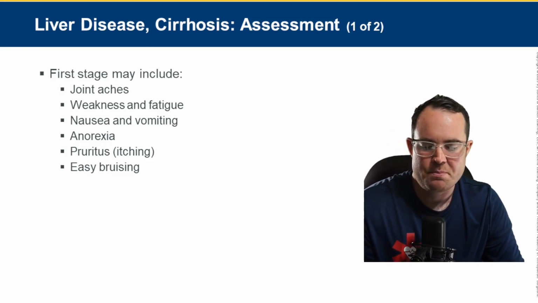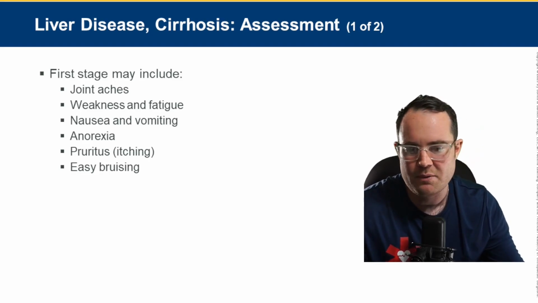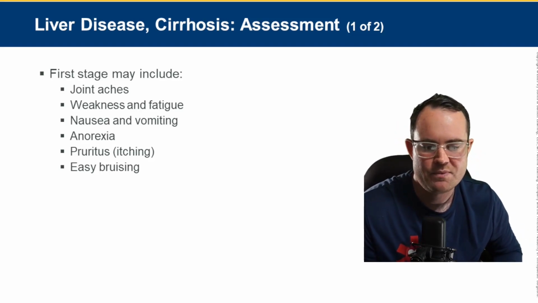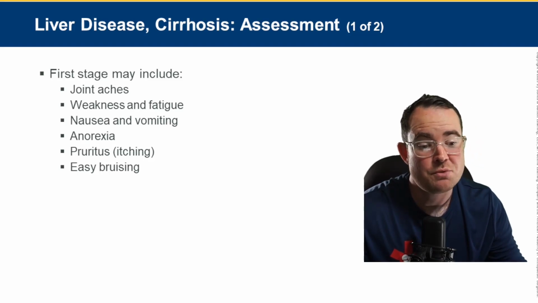It says in the first stage, the patient will experience joint aches, weakness, fatigue, nausea and vomiting, anorexia, pruritus, known as an itchy feeling, and they'll start to bruise, which is an interesting one. Coagulation problem.